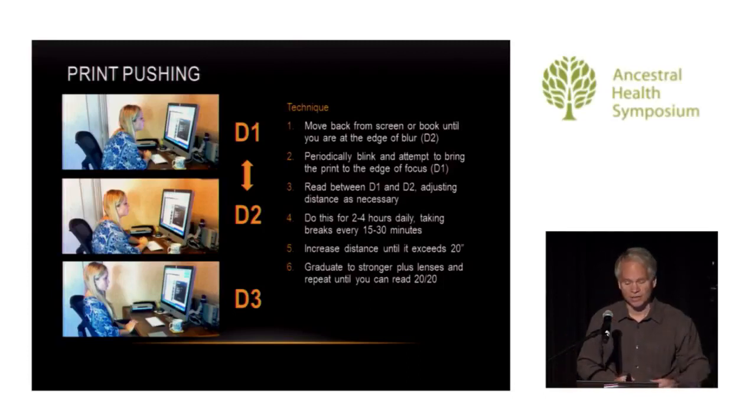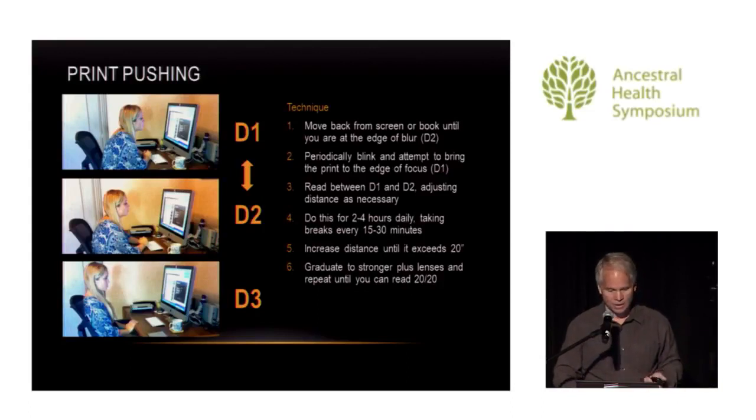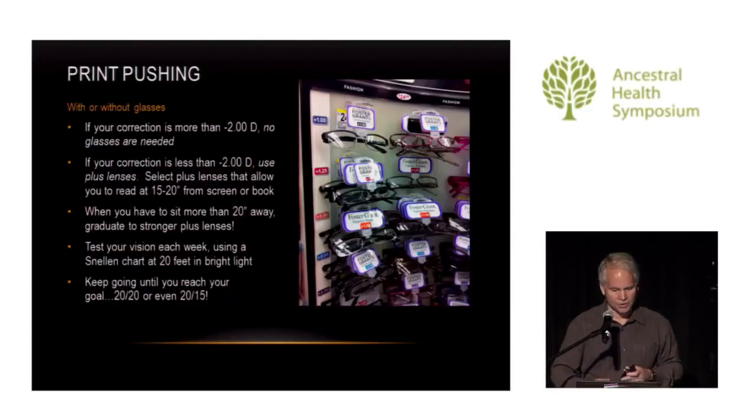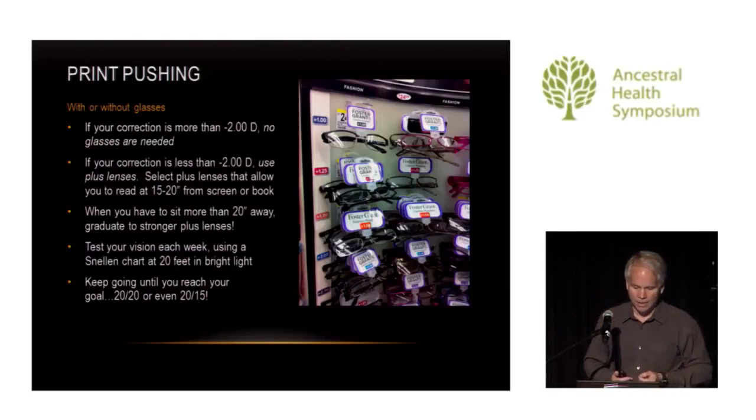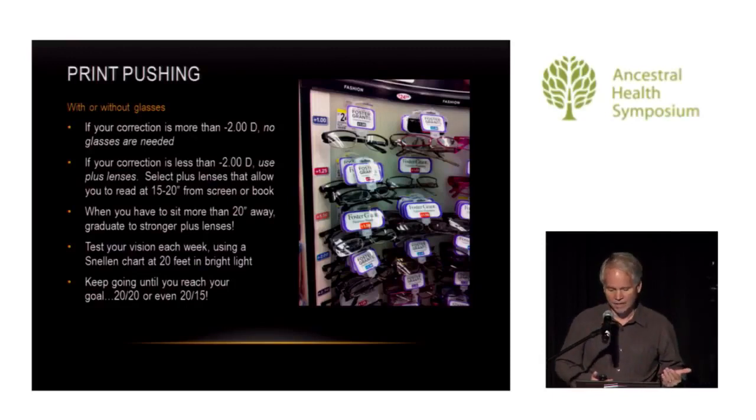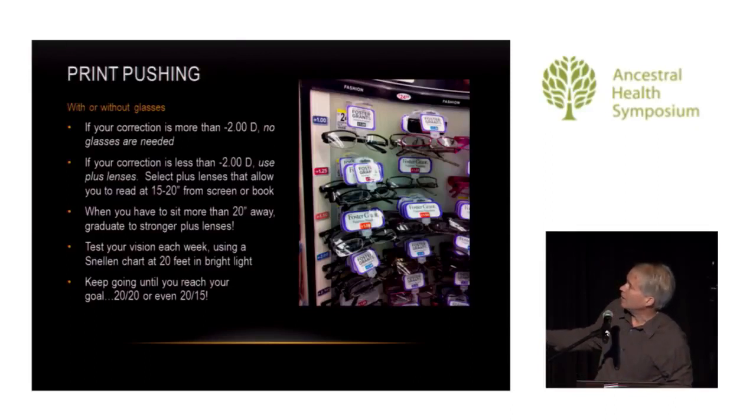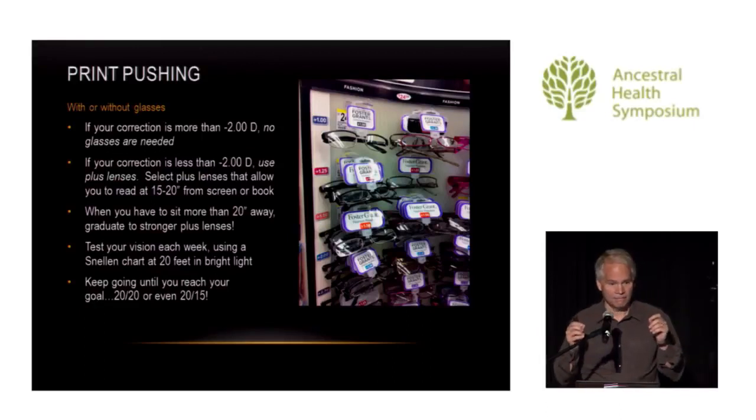Now you need to use plus lenses, right? So if your myopia is strong, you don't need to use anything. But if your myopia starts to get weaker, now you use plus lenses. So here's what you do if your correction is a little bit weaker. If you have a correction of less than -2 diopters, you go into the pharmacy and you'll see these racks with readers, and you might try on the +1 or the +1.25 or the +1.5. Pick a pair so that you can read comfortably at 15 to 20 inches.